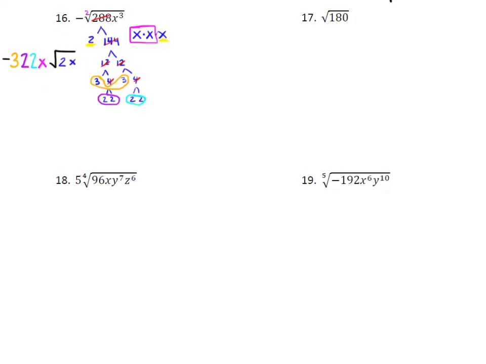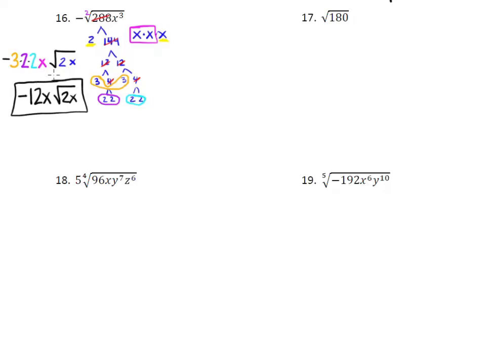And there's our answer. We're going to multiply those together, though. So 3 times 2 times 2. Technically, this was a negative 1. Negative 1 times 3 is negative 3. Times 2 is negative 6. Times 2 is negative 12. So we have negative 12x times the square root of 2x. And that's our final answer.